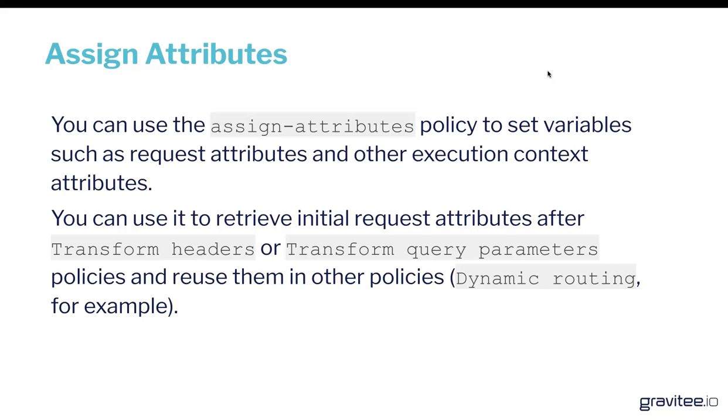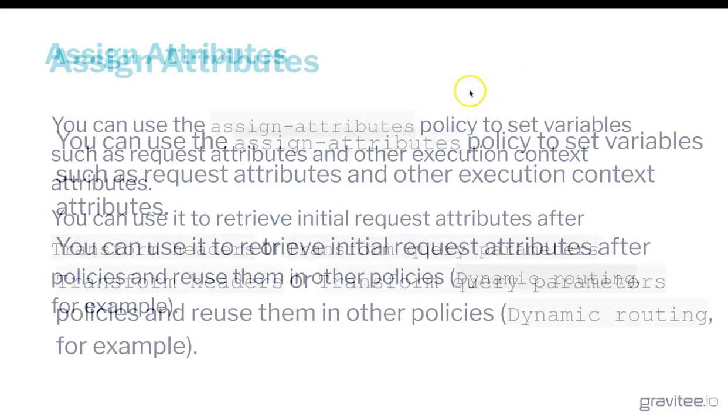So Assign Attributes is used to set variables such as request attributes and other context attributes which can be used in other policies downstream. So for example, dynamic routing. So you can set context specific attributes which can be used later to determine how to act and how you can have different workflows for the values of those attributes. So let's go into a short demonstration.